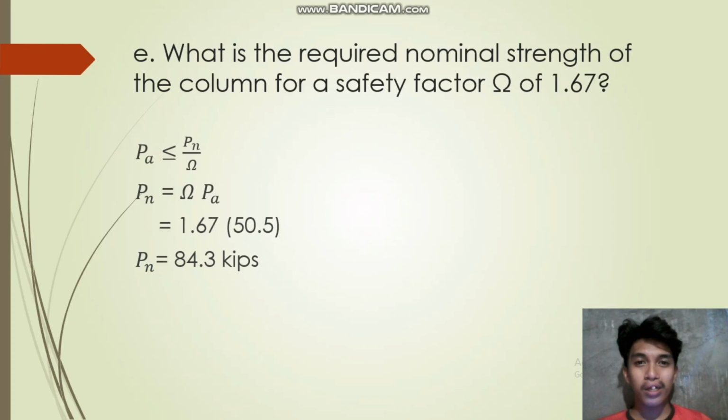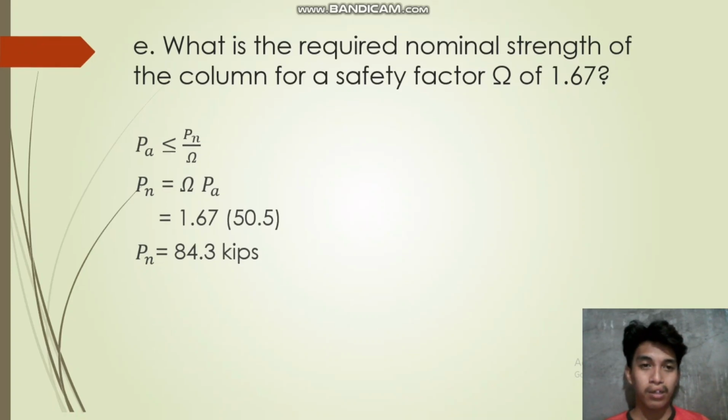Letter E. What is the required nominal strength of the column for a safety factor omega of 1.67? Pa, the required strength, is less than or equal to Pn over omega. Pn equals omega times Pa, equals 1.67 times 50.5. Pn equals 84.3 kips.